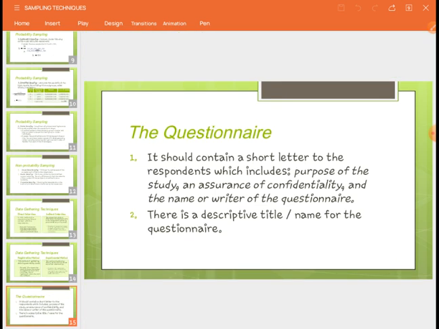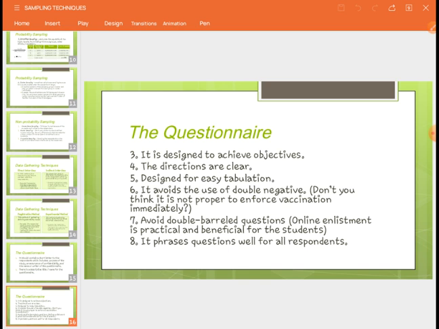So, the questionnaire, ito is isang weapon sa statistics. It should contain a short letter to the respondents which includes purpose of the study and assurance of confidentiality, kasi di naman pwede na kung ano yung sagot nila makikita ng iba, di ba? And the name of the writer of the questionnaire. There is a descriptive title or name of the questionnaire. It is designed to achieve objectives. The directions are clear, para madaling sagutan.